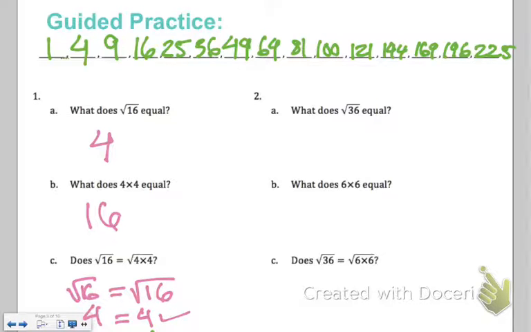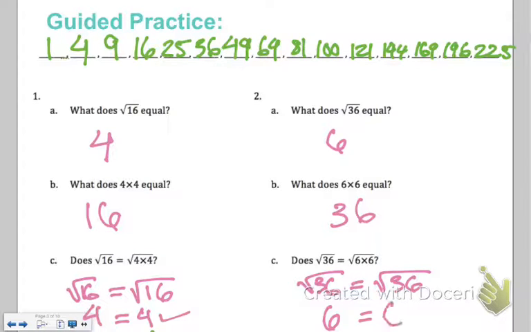Similarly, in part 2, what does the square root of 36 equal? The square root of 36 is 6, because 6 times 6, working backwards again, gives us 36. So again, the square root of 36 is equal to the square root of 6 times 6, since 6 times 6 is, in fact, 36. And then again, if we take the square root of 36, we get 6, giving us a true math statement. So we have yes for both part C's in 1 and 2.